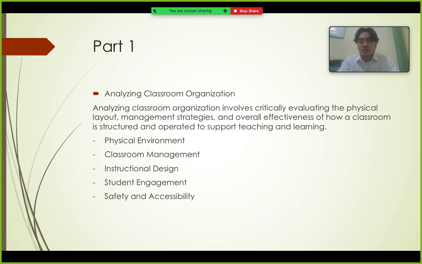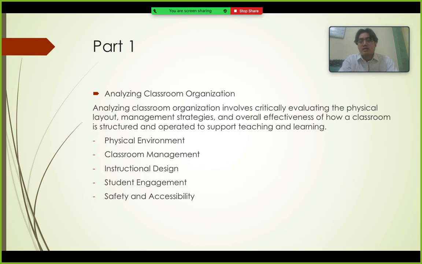Second, classroom management. Evaluating the systems and procedures in place for managing student behavior, maintaining order, and facilitating smooth transitions between activities. This may involve observing how the teacher establishes and reinforces expectations, as well as how they respond to disruption or challenge. And third, instructional design.